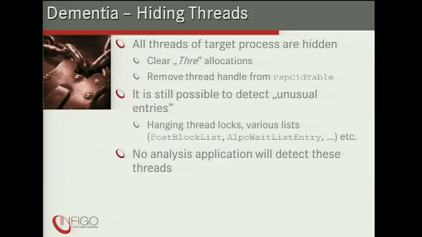Regarding thread hiding, it's relatively easy. I mean, the methods implemented here are relatively easy. We delete the thread allocation, and we also remove the thread handle from the global handle table of thread and process handles called PspCidTable. Be aware that there are still some thread-related artifacts that are not hidden. For example, if a thread has any locks, or if a thread is a member of any wait list, block list, or something like that, it's not deleted from this list.